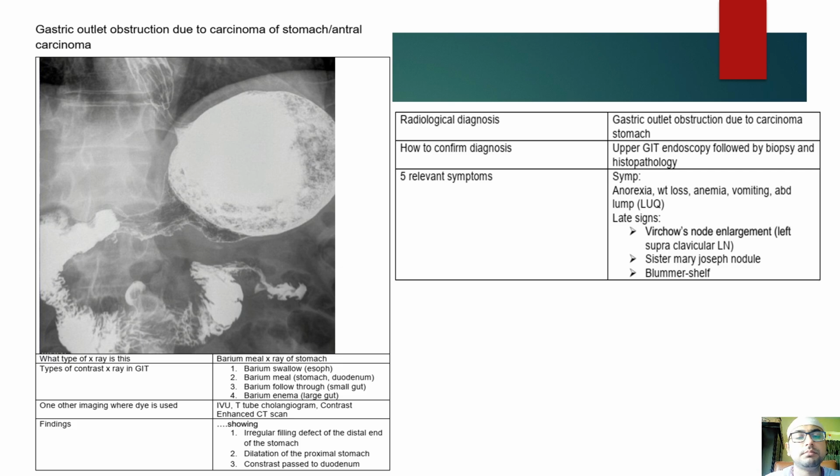Because some stomach malignancies have already breached the serosal level, they spread through the falciform ligament up to the umbilicus. So there will be a growth, a pink strawberry-colored or reddish nodule present in the umbilicus. So this is Sister Mary Joseph's nodule. This is a very advanced feature of malignancy. And the left supraclavicular lymph node enlargement is called Virchow's node.